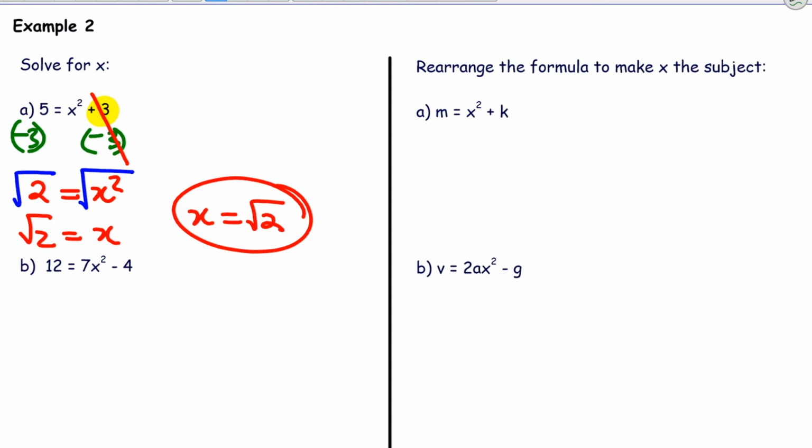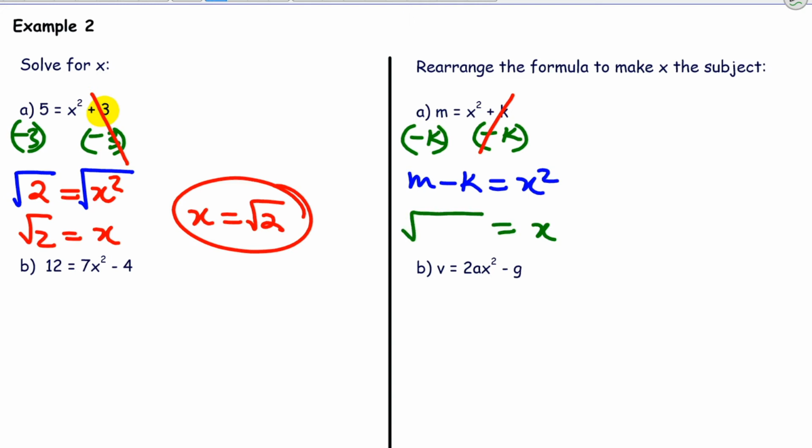Okay, so we can apply the same process here. So subtract k from each side. So what we shall end up with is m minus k is equal to x squared, because k minus k is 0. And then here we can just say the opposite of squaring x is square rooting the other side. So we can just say x is equal to the square root of m minus k.